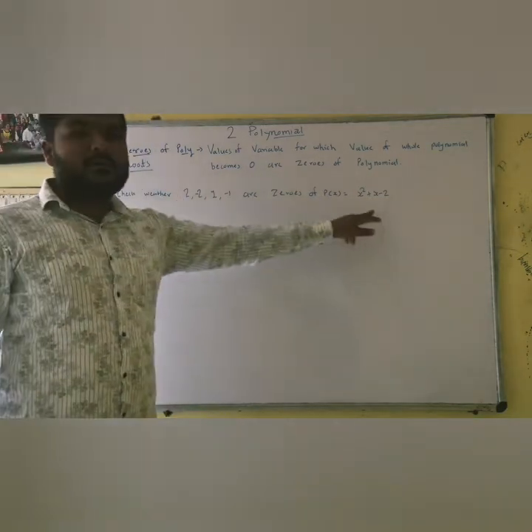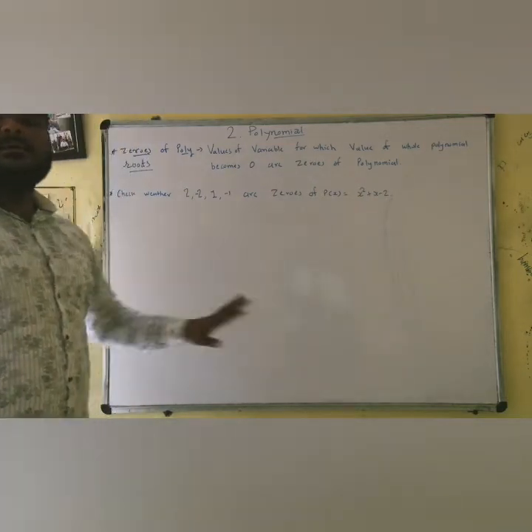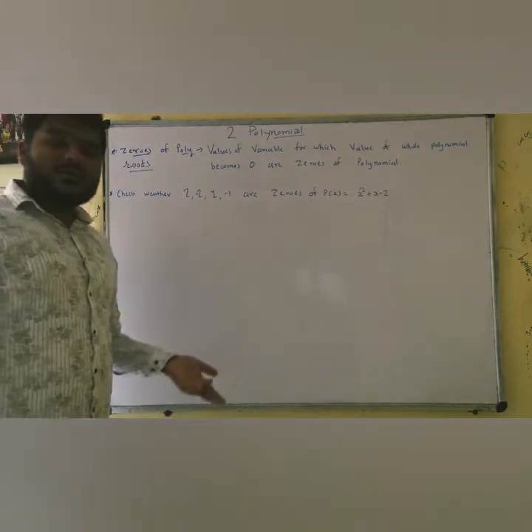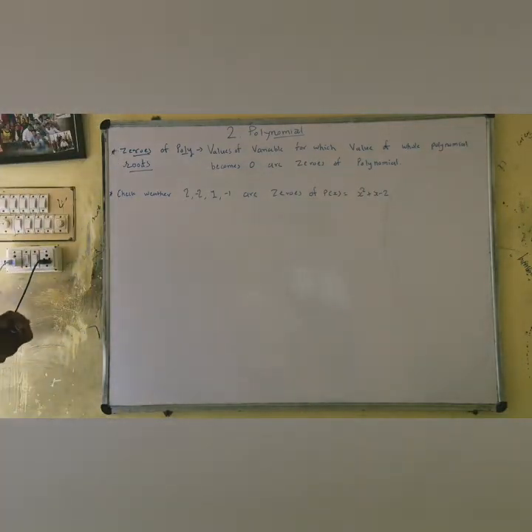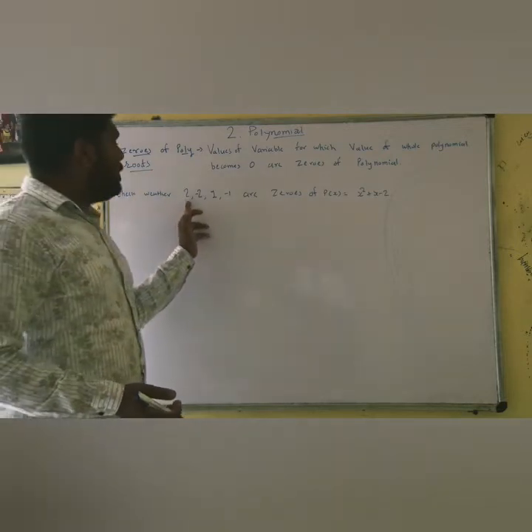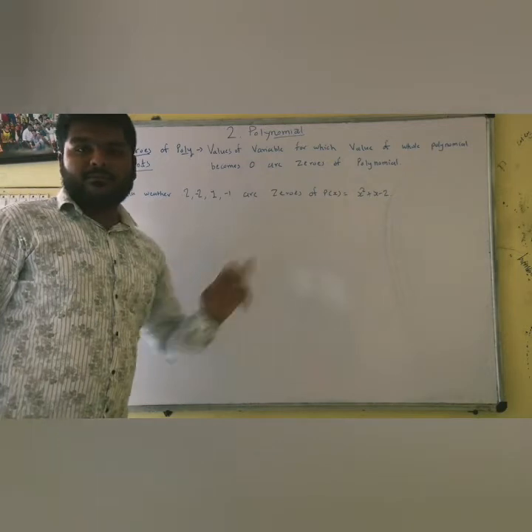If you put 2 here and the equation answer you get is 0, then it is a zero. But if the answer is not 0, then it is not a zero of the equation. Understood? So what should you do first? Instead of the variable, put this value inside the equation.